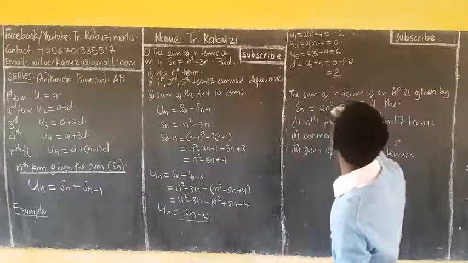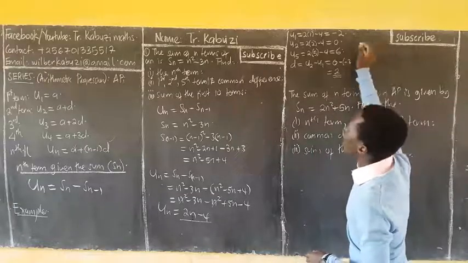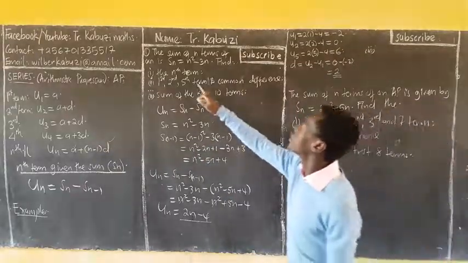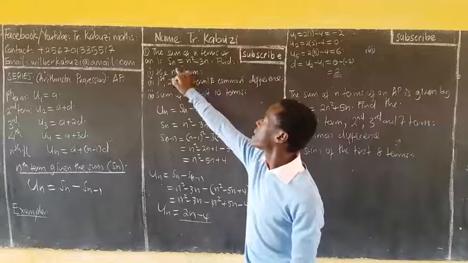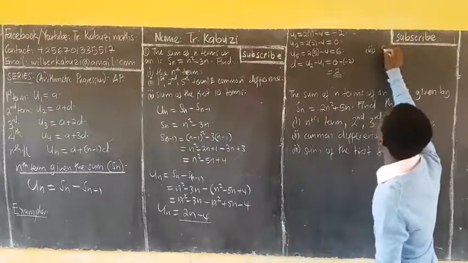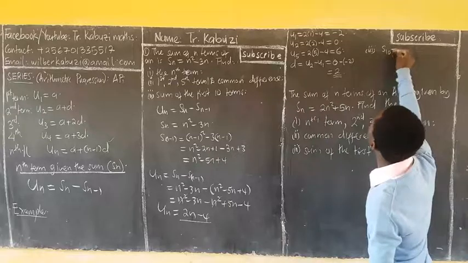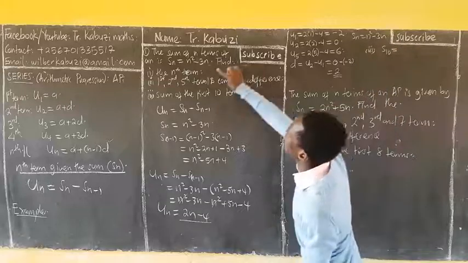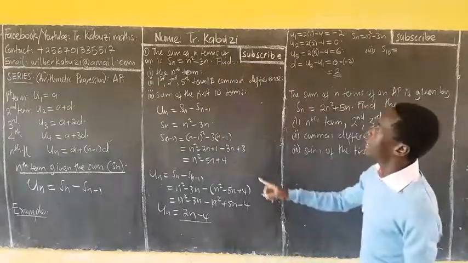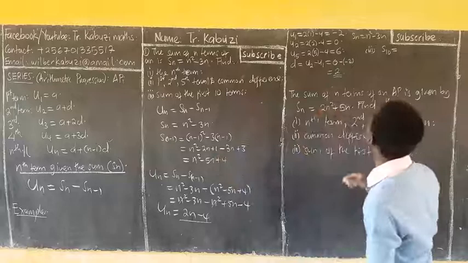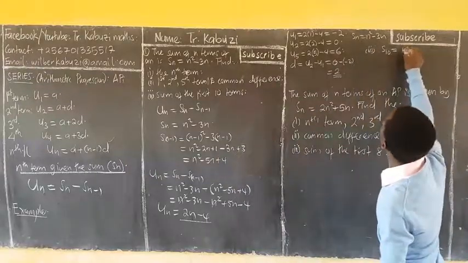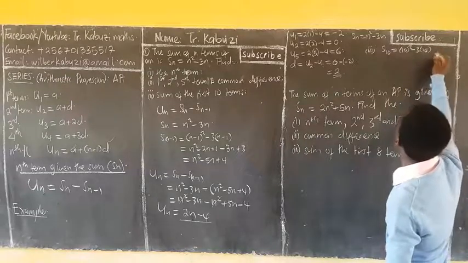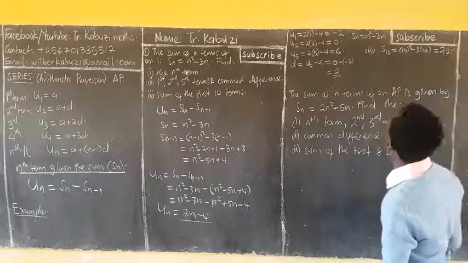Then number 3, they are asking us to get the sum of n terms. Now here I have two alternatives. You can use this formula because we are given the sum of those terms, so you can say our Sn, for 10 terms, because our Sn was given by n squared minus 3n. So now the first 10 terms, n is 10 into 10 squared minus 3 into 10. This will be 100 minus 30, which will give you 70.